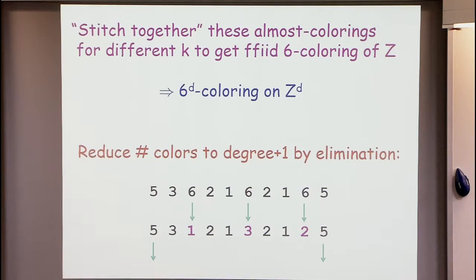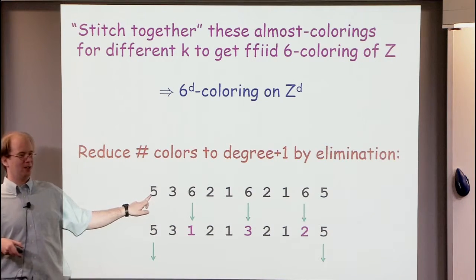Perfect 6 coloring, and for instance then you can easily get 6 to the d colors on Z^d by taking products. You do this on every row and column and take a product of them. So that's rather a lot of colors, but at least it's finite. So now you can reduce the number of colors at least to degree plus 1 by an elimination trick.